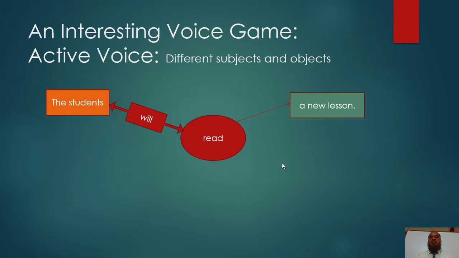Can we think of different subject and object? Yes. The different subject is we, and for we use shall. We shall read. The verb is same. We shall read. What will be the object? The different object is there. The object is a novel. We shall read a novel.